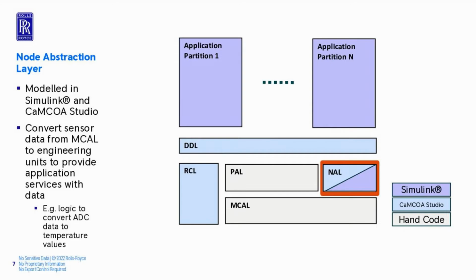Then we have the node abstraction layer, which allows for the controlling of actuators and converts the low-level microcontroller data to engineering units. For example, a low-level analog to digital value from an analog to digital converter needs to be converted to a temperature unit for an application to be aware of the temperature of the component in the engine. All of this logic is modeled in Simulink. However, any of the deployment-specific data, such as read and write addresses, is modeled in CaMCOA Studio. CaMCOA Studio can then instance a Simulink model, providing the full driver implementation by doing a model-to-model transformation.